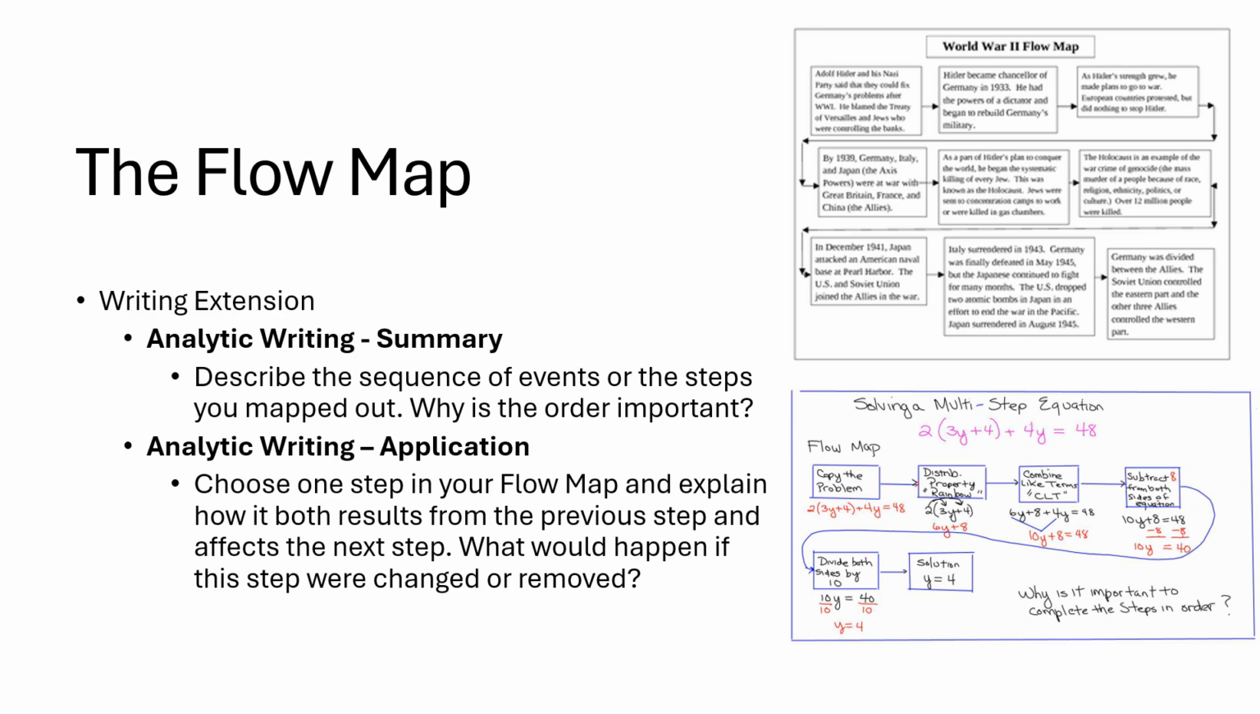And some writing extensions. Analytic writing, summary, describe the sequence of events or the steps you mapped out. Why is the order important? And application. Choose one step in your flow map and explain how it both results from the previous step and affects the next step. What would happen if this step were changed or removed?